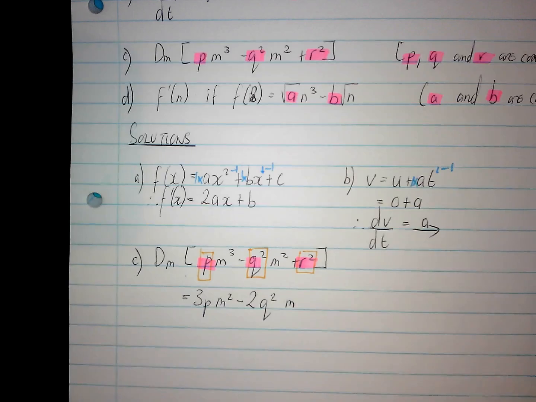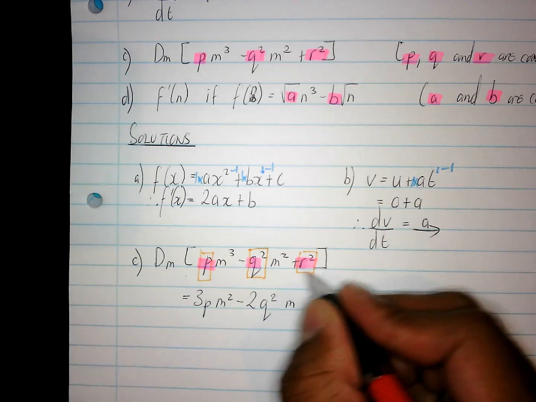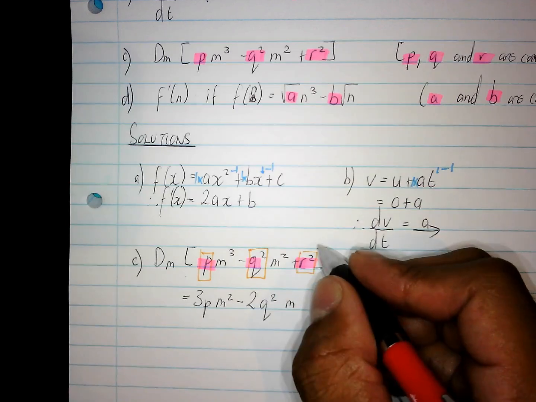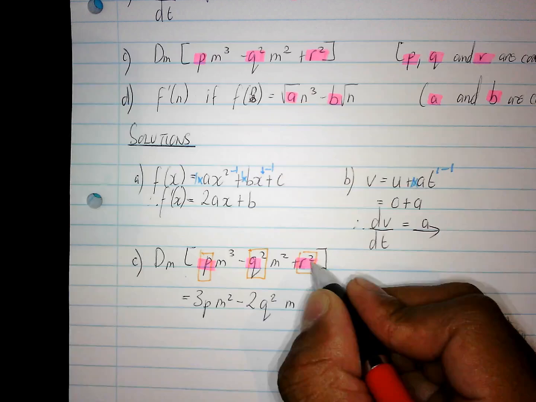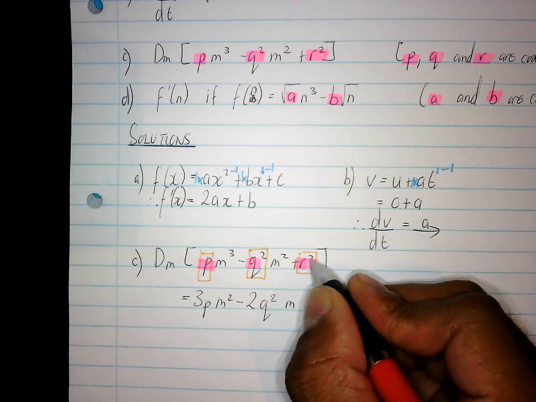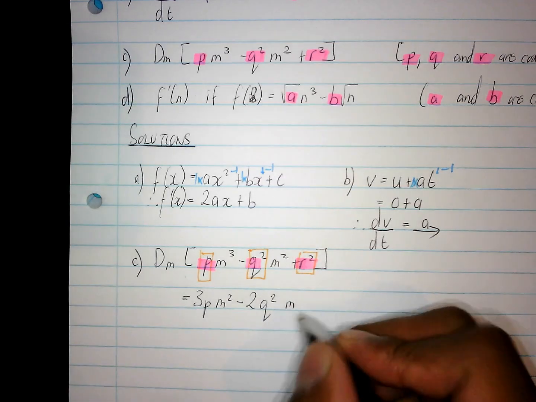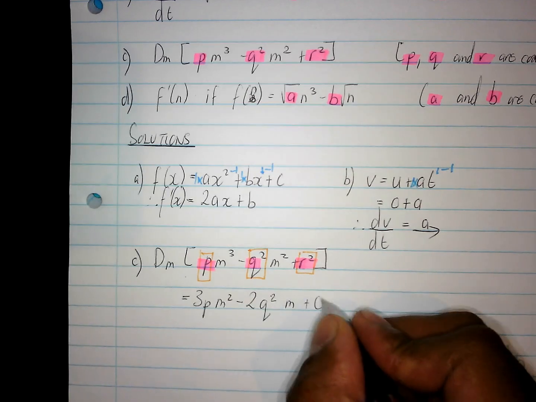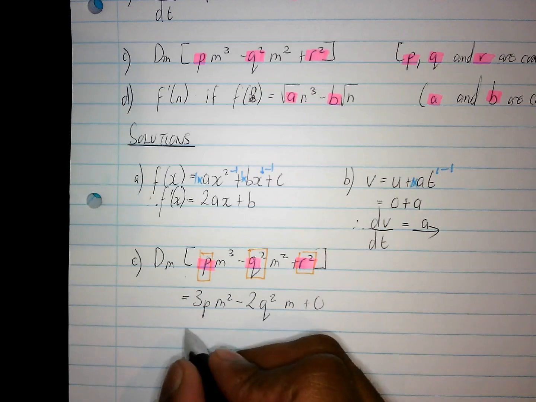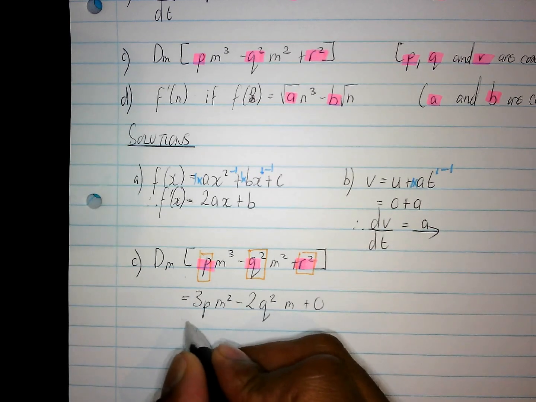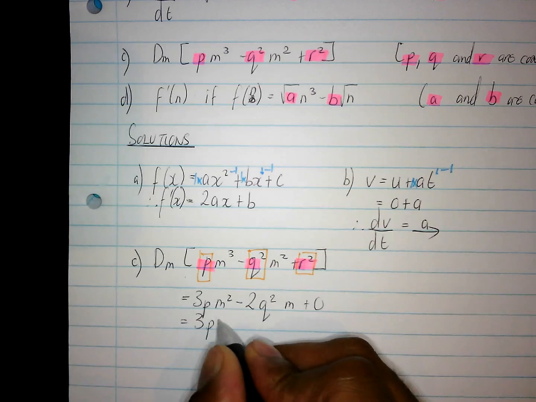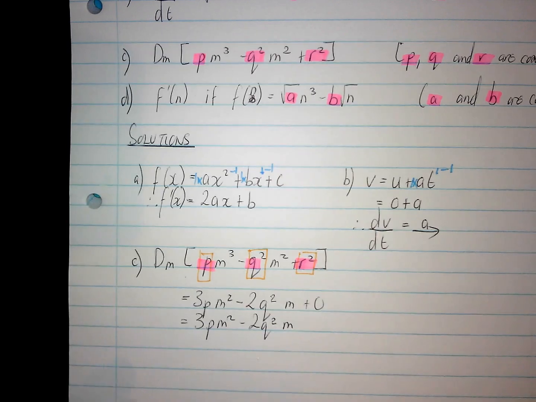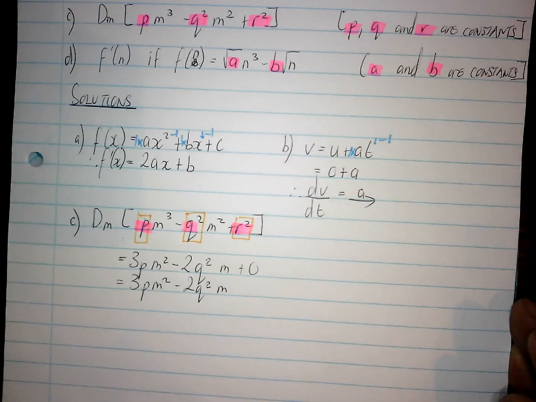Then from there, we have R squared. R is our constant number as well. So do not apply rule 1 when you differentiate, saying that there's going to be 2R only. It's just going to be 0. Then your final answer is just going to be 3Pm squared minus 2Q squared m. That is going to be your final answer.